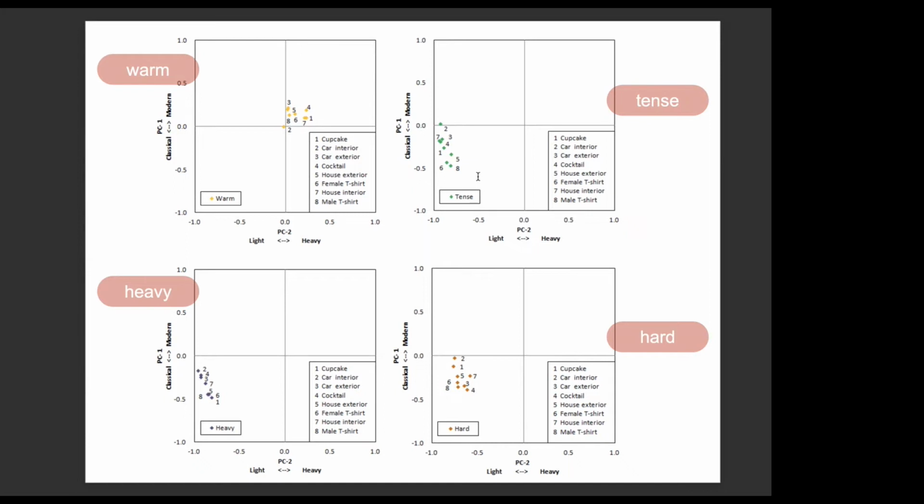All the 8 yellow dots are located very close to each other in the graph of warm here. That means the observers agree quite well with each other regarding their feelings about warm color in cupcake and car interior and car exteriors and cocktail and so on. Their feelings about warm of the colors in these applications are very similar. And that means perhaps the 8 different applications didn't really influence our feelings of warm color in the images. If we look at the other 3 graphs on the right-hand side and in the bottom, we can also see very similar patterns. All the 8 dots in each graph are located very close to each other, right? Next slide, please.